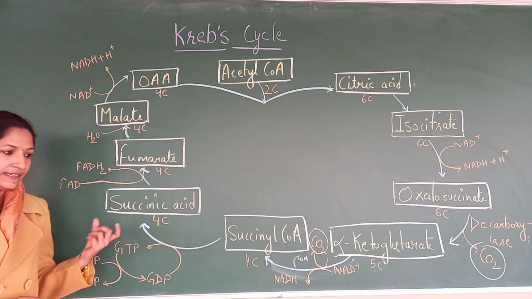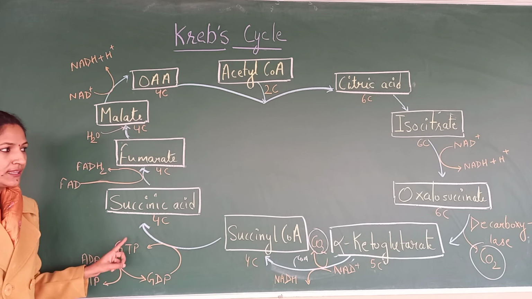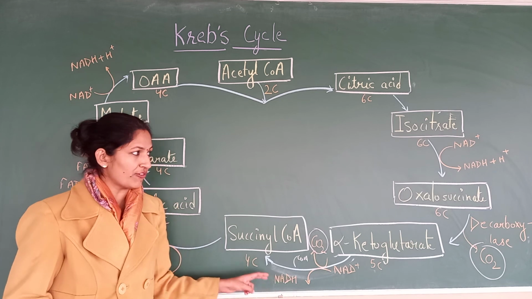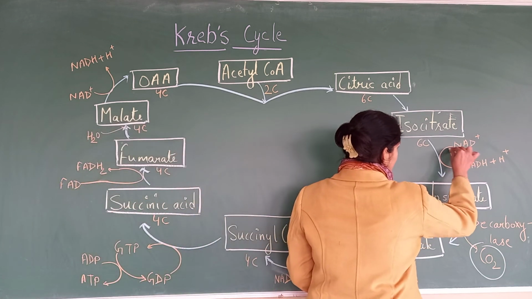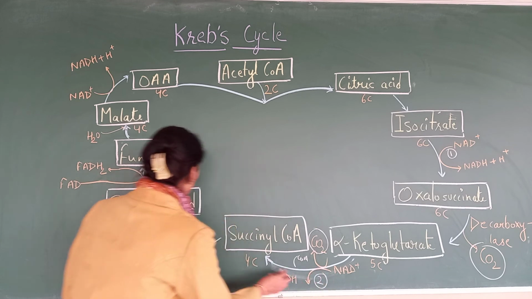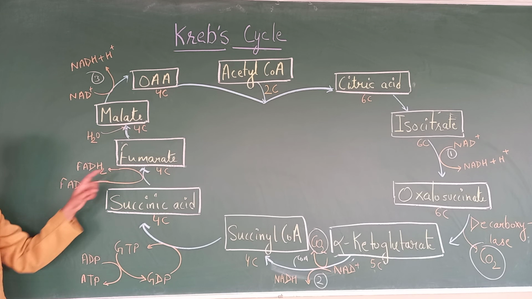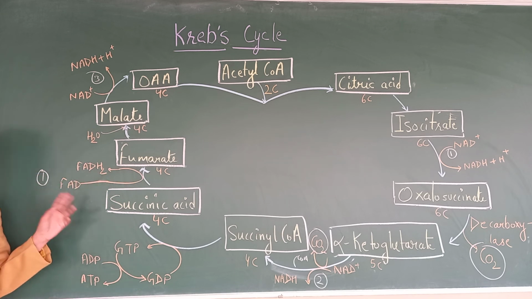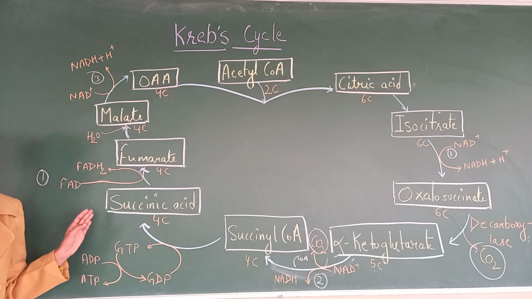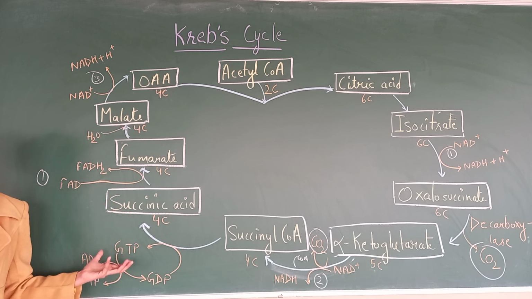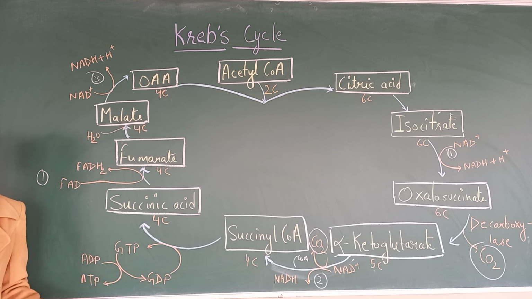So during the Krebs cycle, the direct ATP formed is 1. The NADH plus H positive are formed thrice. This is first, this is second, and this is the third one. From succinic acid to fumarate, 1 FADH2. These FADH2 and NADH plus H positive will enter into the electron transport system to get oxidized and help in forming the ATP molecule. So this is the Krebs cycle.